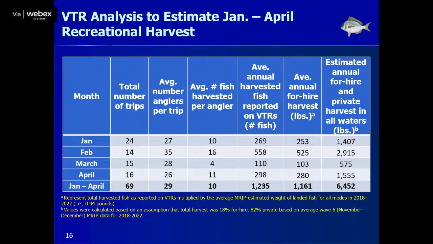So if we look at the number in that lower right-hand corner, if this estimate is accurate, about 6,452 pounds of scup are harvested from January through April, which is a small proportion of total annual harvest, only representing about 0.004% of total harvest. So effectively, this season in federal waters has minimal effect on overall scup harvest.